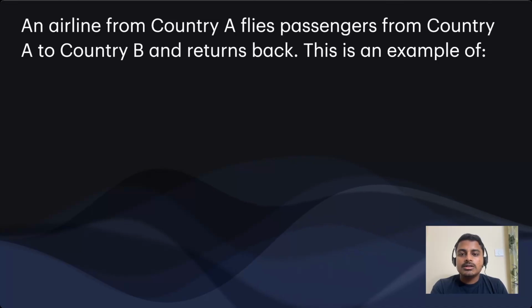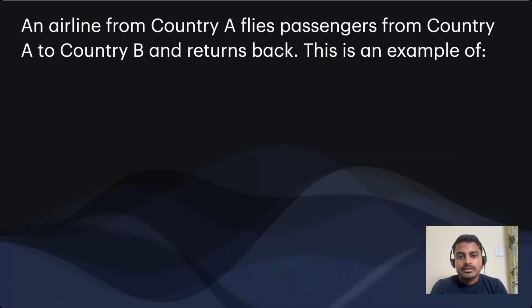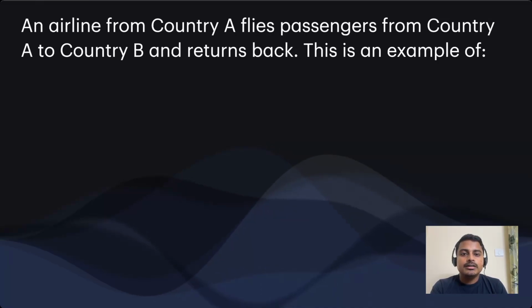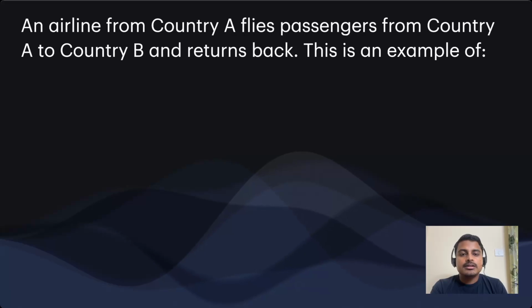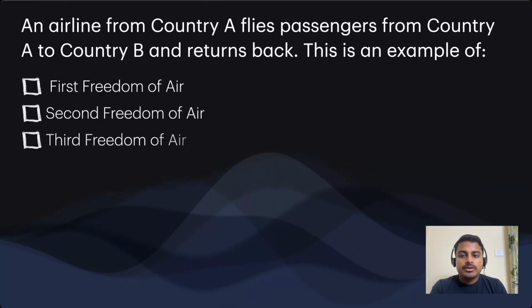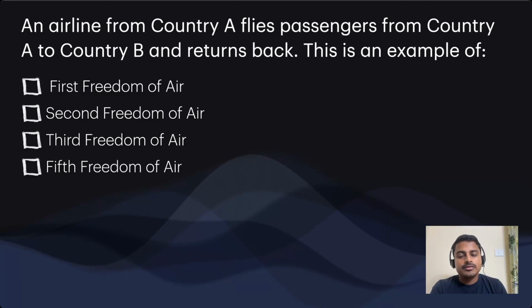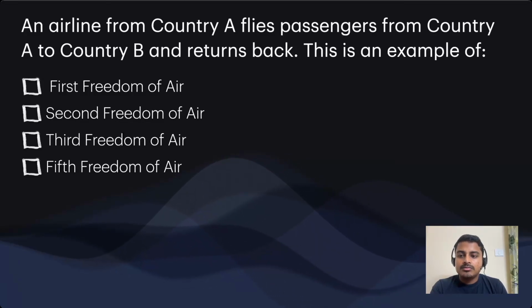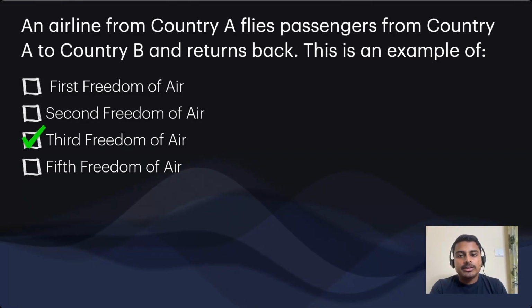So the first question is, an airline from country A flies passengers from country A to country B and returns back. The airline is registered in country A, right, and it flies passengers from country A to B and returns back. This is an example of the first freedom of air, second freedom of air, third freedom of air, or the fifth freedom of air. This is quite a simple one, right? So this is the third freedom of air.